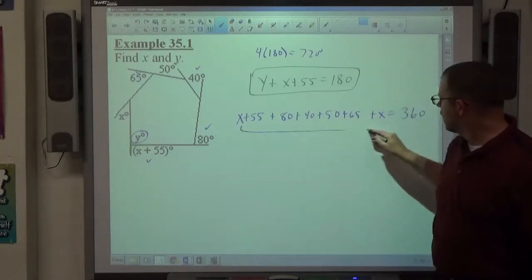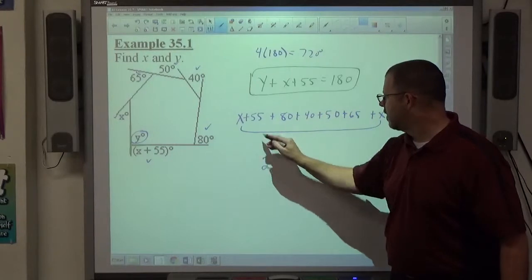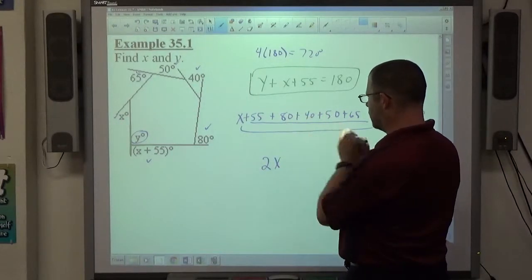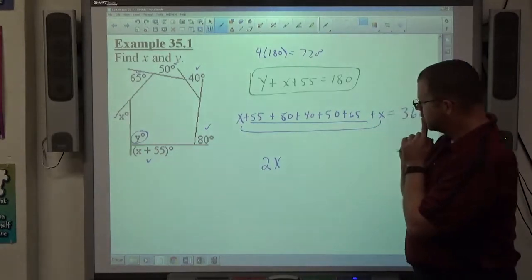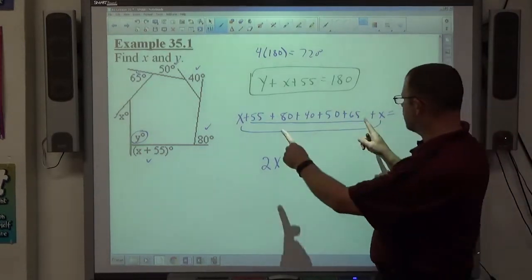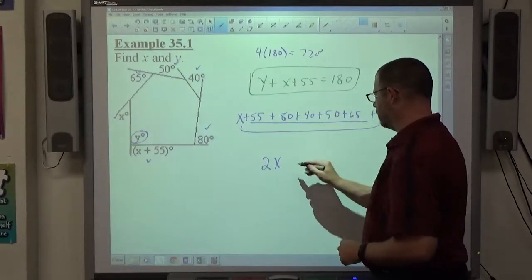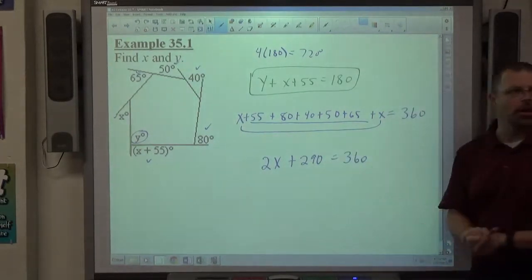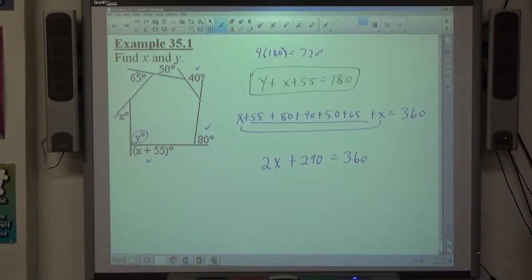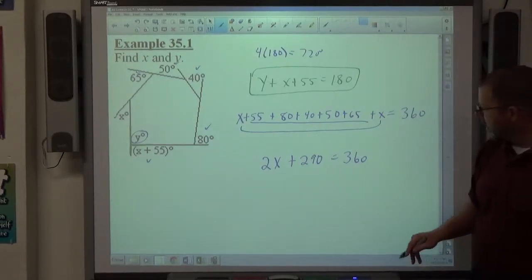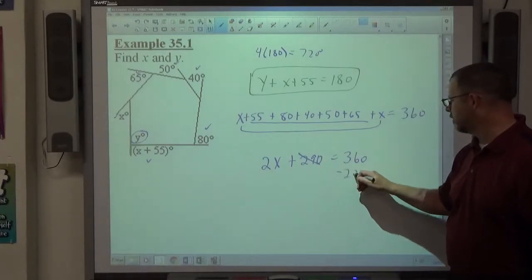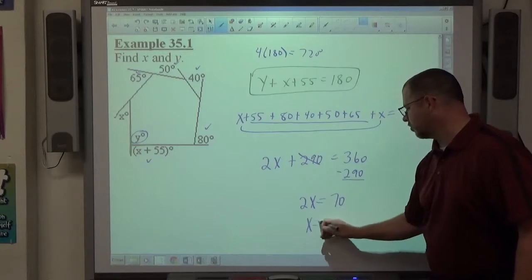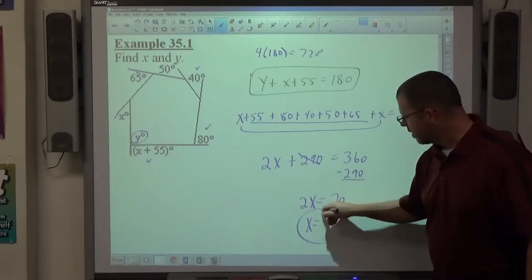Like terms, x plus x is 2x. All these things add up to something. 120, 210, 290. Is that right? I'm doubting myself. 120, 290. Yep, 290. Just add up all like terms. All the numbers add up to a number. All the x's add up to x's. 2x plus 290 is equal to 360. Move the 290 over. So 2x equals 70. Therefore, x equals 35. It says find x and y.